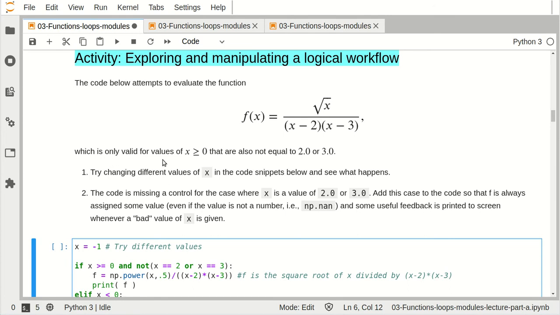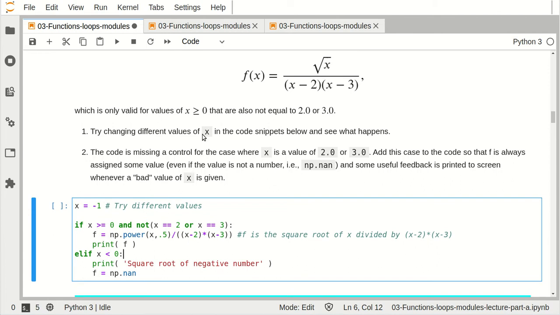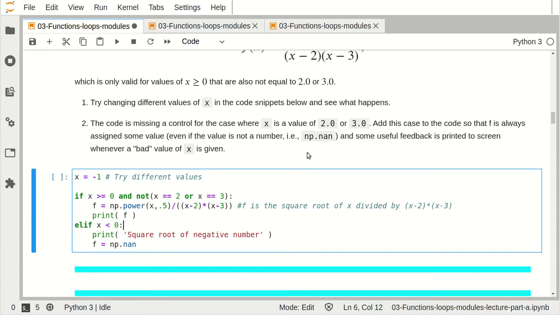Of course, this is only valid for values of x greater than or equal to 0 because of the square root, and values that are not equal to 2 or 3 because of the denominator, which would result in a division by 0 if you gave x any of those values. So the first thing I ask you to do is try changing different values of x in the code snippets below and see what happens.